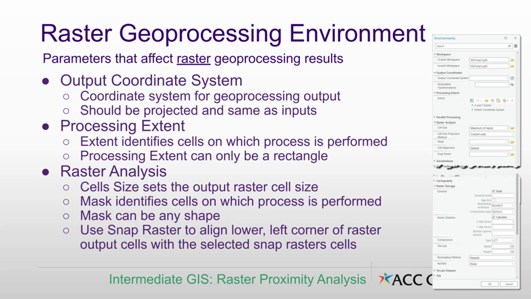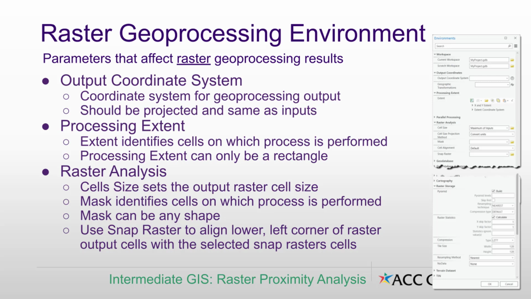Some other environmental parameters that I set when I'm processing raster data include my output coordinate system, which should be projected and the same as the inputs. My processing extent, which identifies the cells on which the process is performed. And the processing extent can only be a rectangle. So if I have a study area that's a rectangle, I'll often introduce that in my raster geoprocessing environment, so all my output is only for that study area.